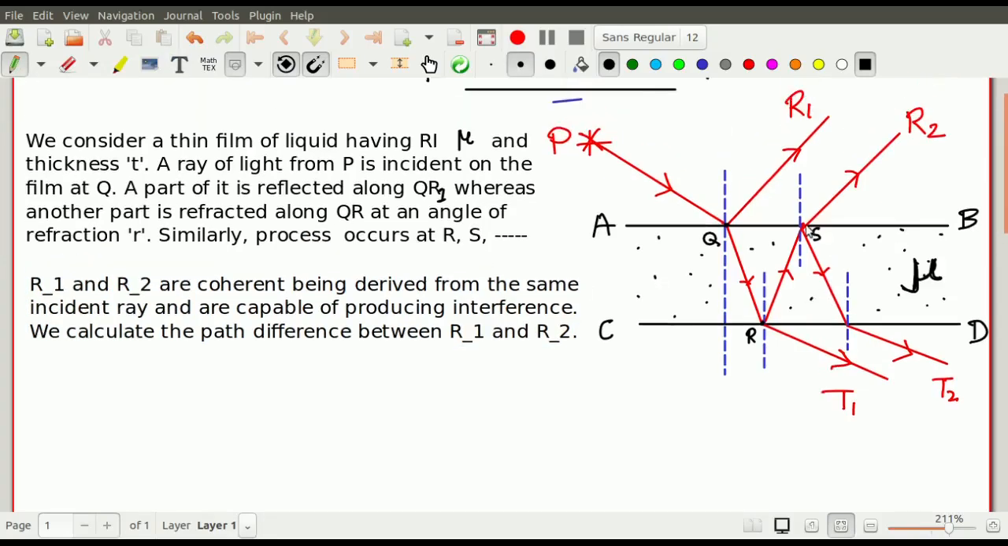This is the construction from the physics end, but in order to find the path difference, we must move forward. So first of all, I drop a perpendicular over here, over this line. Why the perpendicular is drawn you will understand within a few minutes.